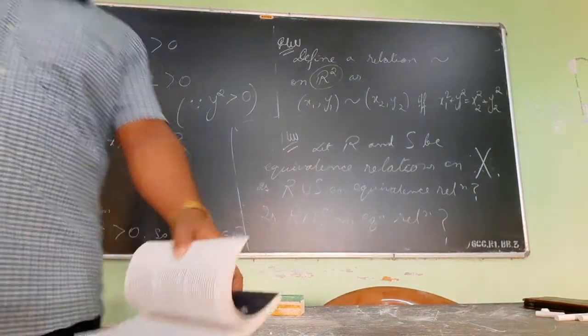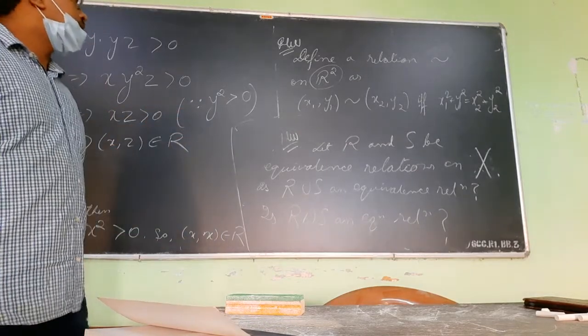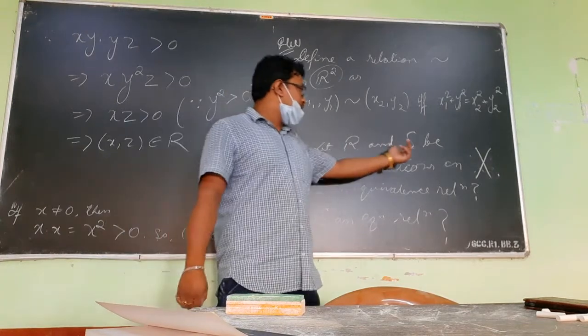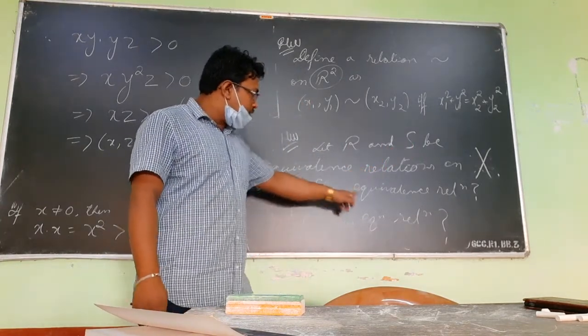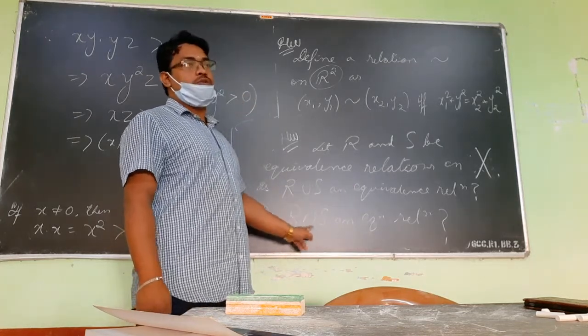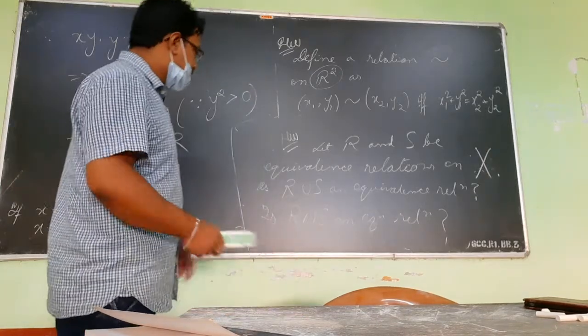Union of two relations is also a relation. Intersection of two relations is also a relation. So if I have two equivalence relations on a set X, whether their union is also an equivalence relation, whether their intersection is also an equivalence relation or not. That's what you have to think.